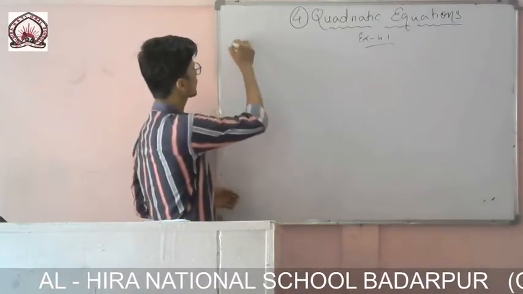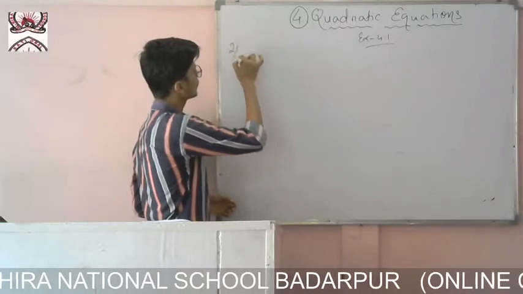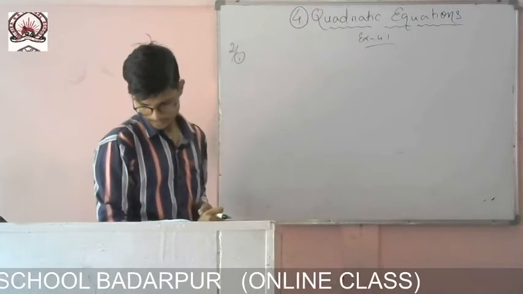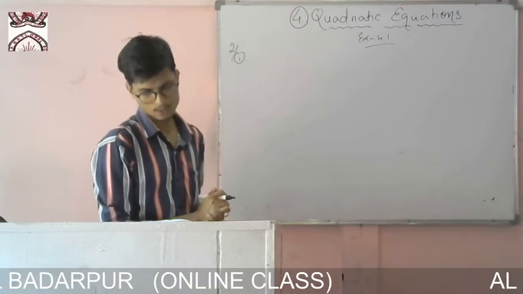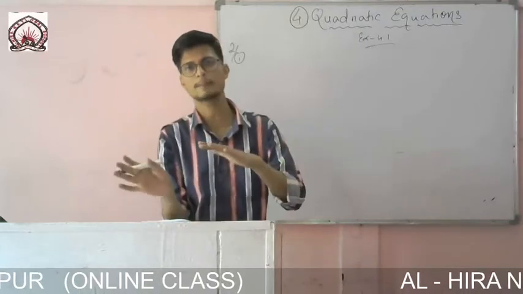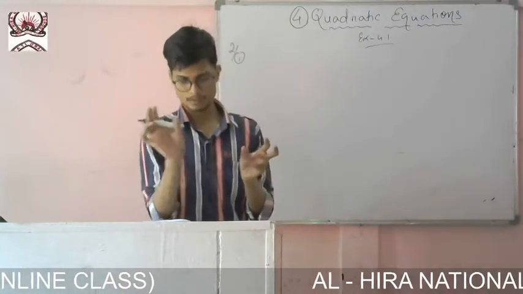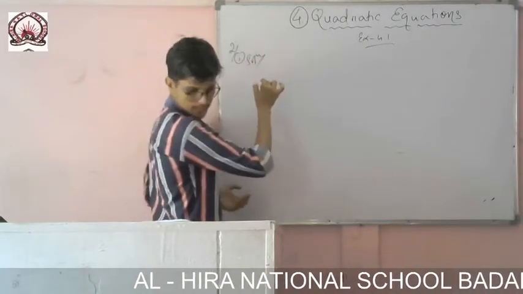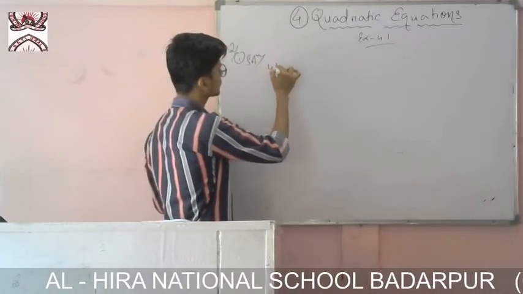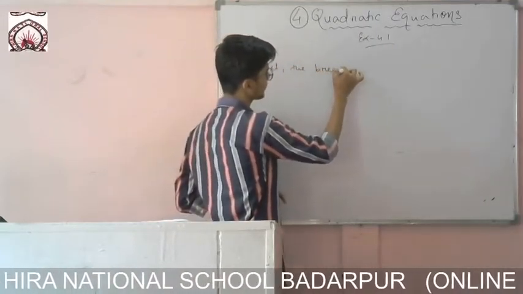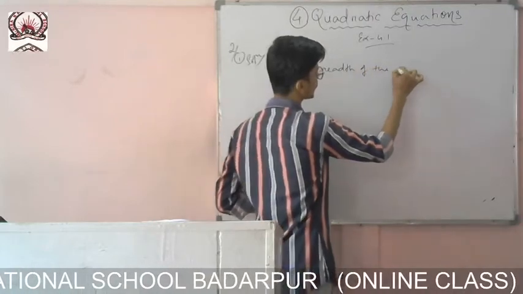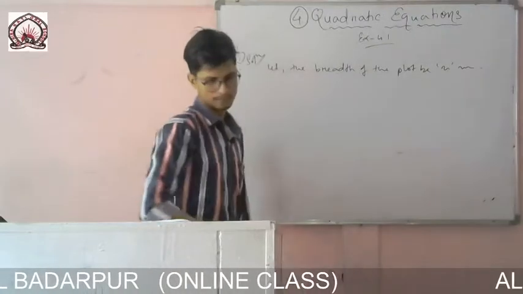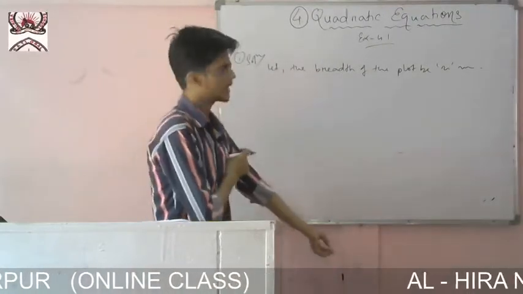So, question number 2, Roman number 1. The area of the rectangle is given, and the length of the plot is one more than twice its breadth. So the relation is given with the breadth. The length is given in relation to breadth. So I will take, let the breadth of the plot be x meter.